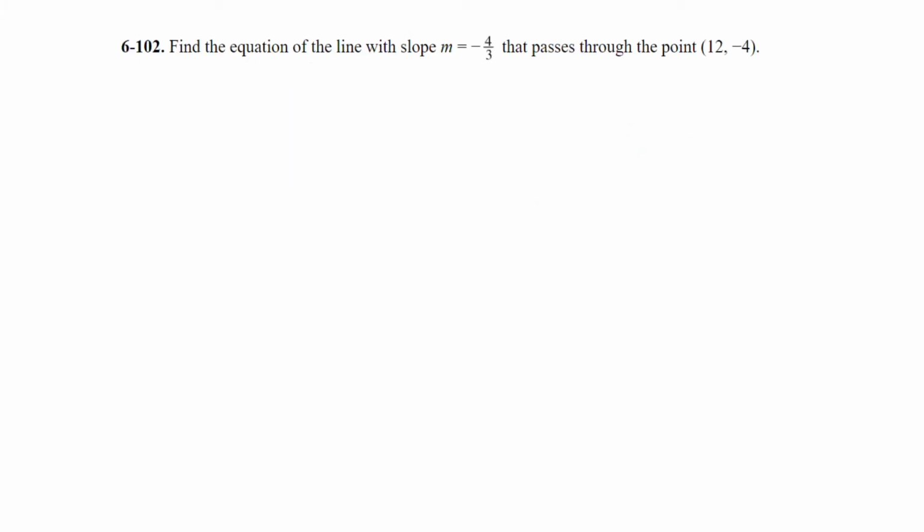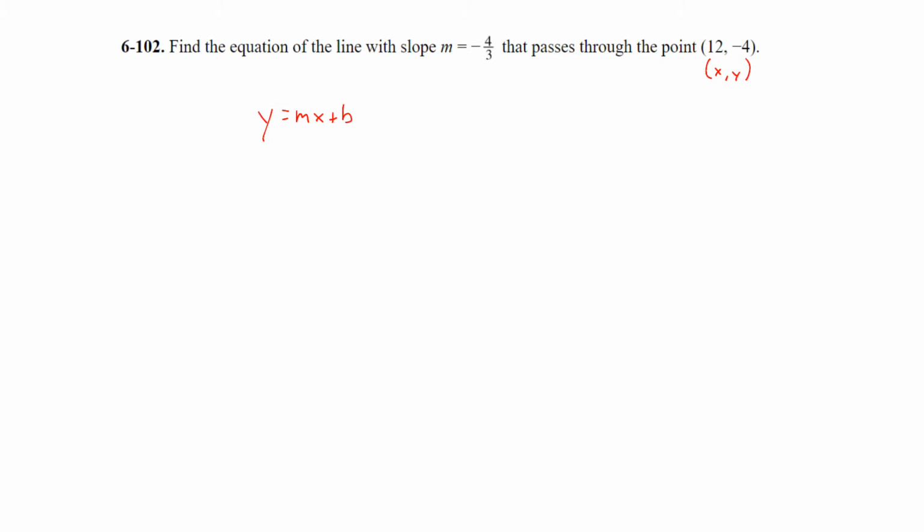Question 102. Find the equation of the line with a slope of negative 4/3 that passes through the point 12, negative 4. So once again, being able to write an equation, given some information. So we know the slope. The only thing we don't have is the y-intercept. So we can use our equation, y equals mx plus b, and plug in all the values that we know.